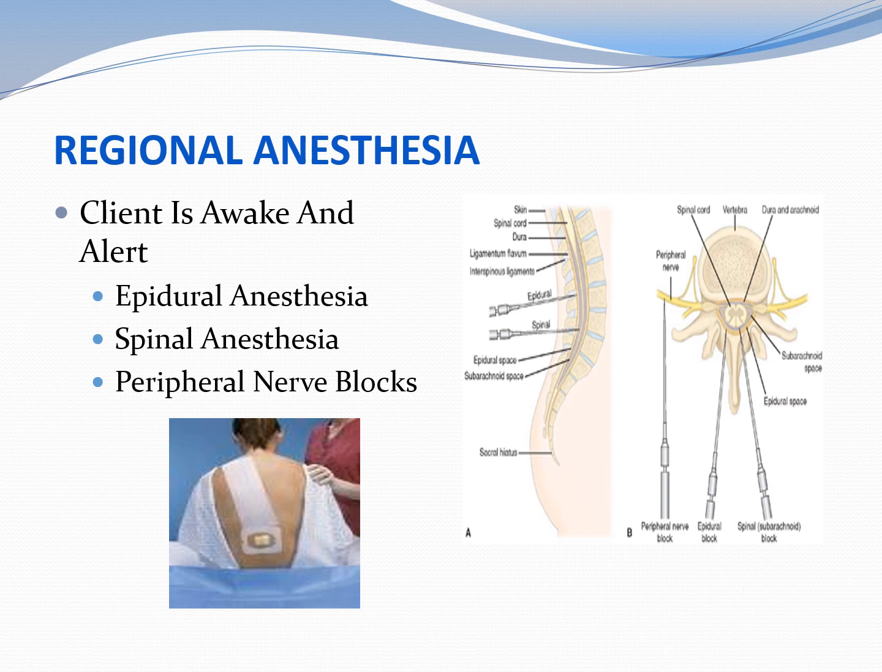In these pictures, you can also find these in your textbook, page 428, figure 15-15. In A, injection sites for spinal and epidural anesthesia. In B, it's a cross-section of injection sites for peripheral nerve, epidural, and spinal blocks.